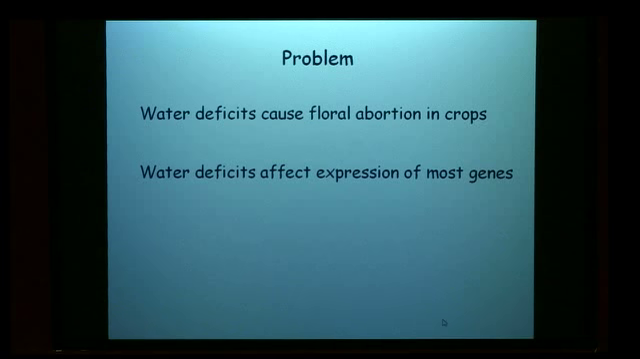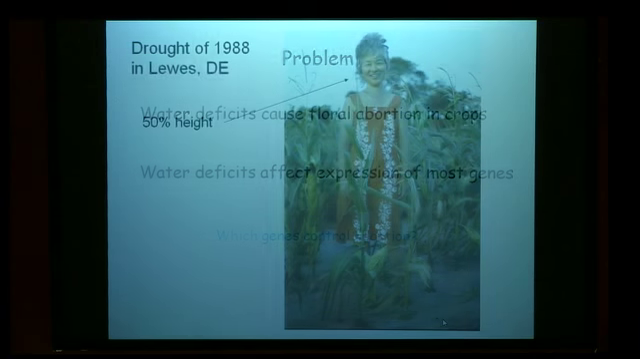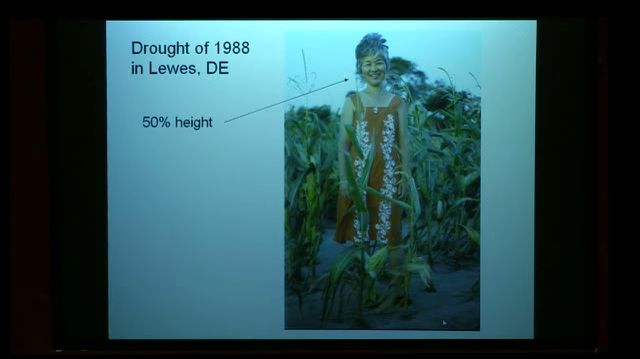Tim Setter and his colleagues at Cornell did a similar study and again showed hundreds of genes were affected by water limitation in maize at this time. And consequently, our problem is identifying which of these genes actually are controlling the abortion that we're seeing in the phenotype. And that's what we'd like to explore today.